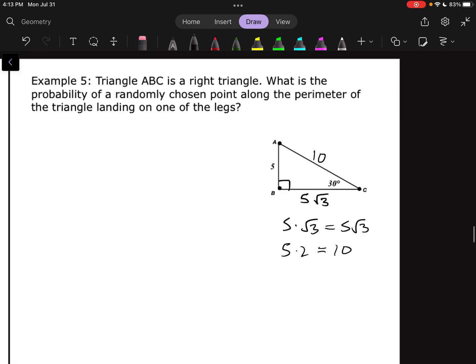Now, what does that mean for us? That means that the perimeter would be 5 plus 5 root 3 plus 10. Let's see what that gives us.